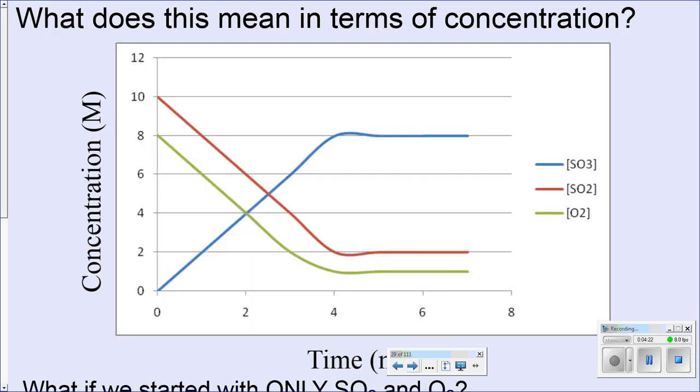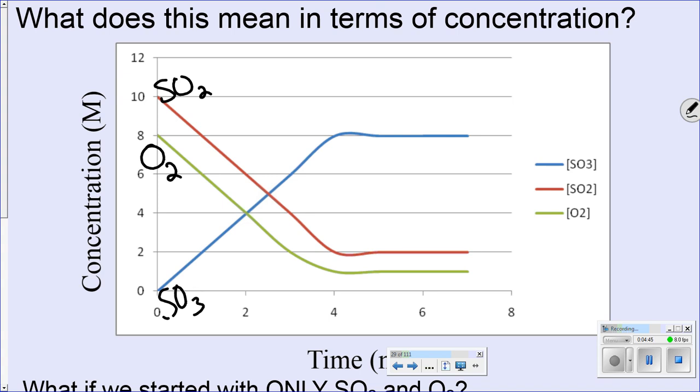Now, this does have an effect on concentration. So if we had started like we talked about in the beginning with SO2 and O2, this red line right here is representing the starting amount of SO2. This starting line right here is representing the starting amount of O2. And then we started with none of our products. So we had zero SO3 at this point.